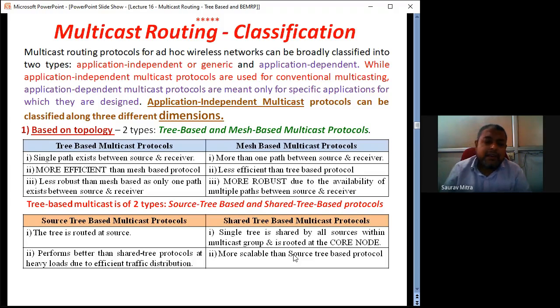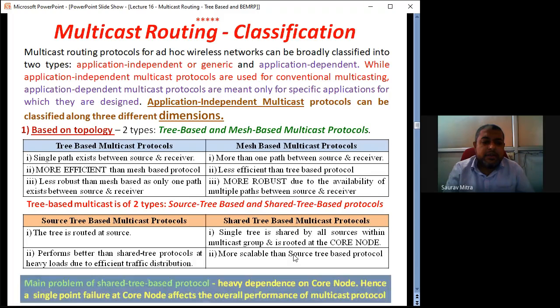There are more important points given in the consequent slides. Please check that. A conclusion is drawn here. The main problem of shared tree-based protocol is heavy dependence on the core node. That means there is only one single node. If that node fails, the shared tree-based protocol fails. Hence, a single point of failure at the core node affects the overall performance of the multicast protocol. So it is written here.